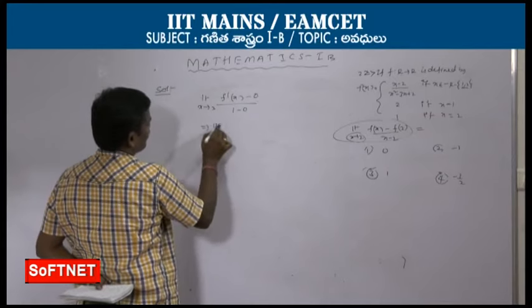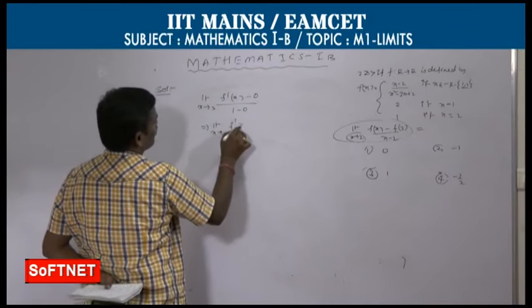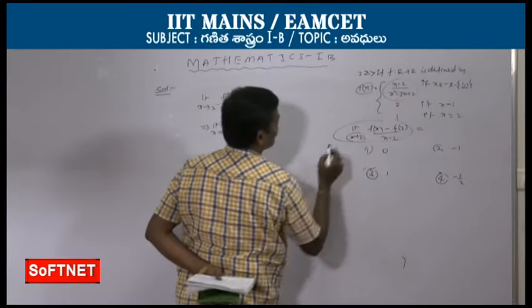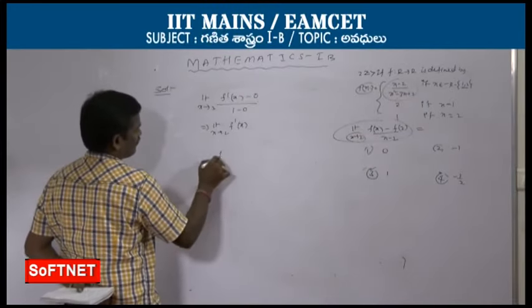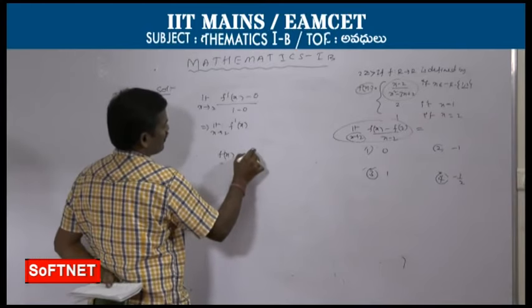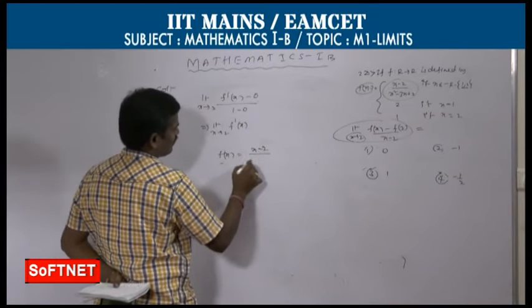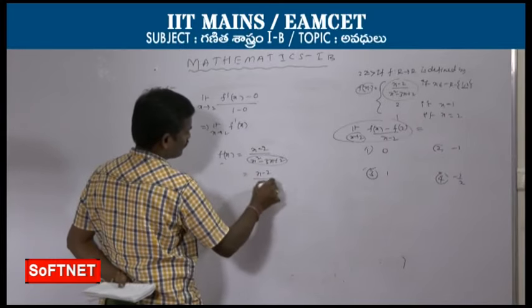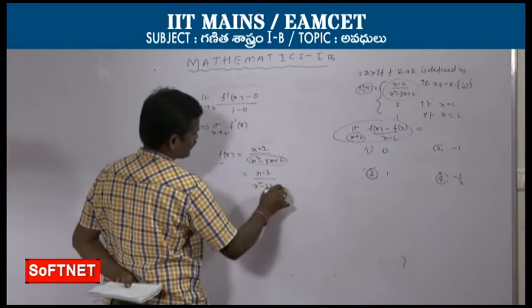So finally, limit x tends to 2, f dash of x. So f dash of x is what? This function f of x equals x minus 2 by x square minus 3x plus 2. Factorize the denominator: x minus 2 by x square minus 2x minus x plus 2.